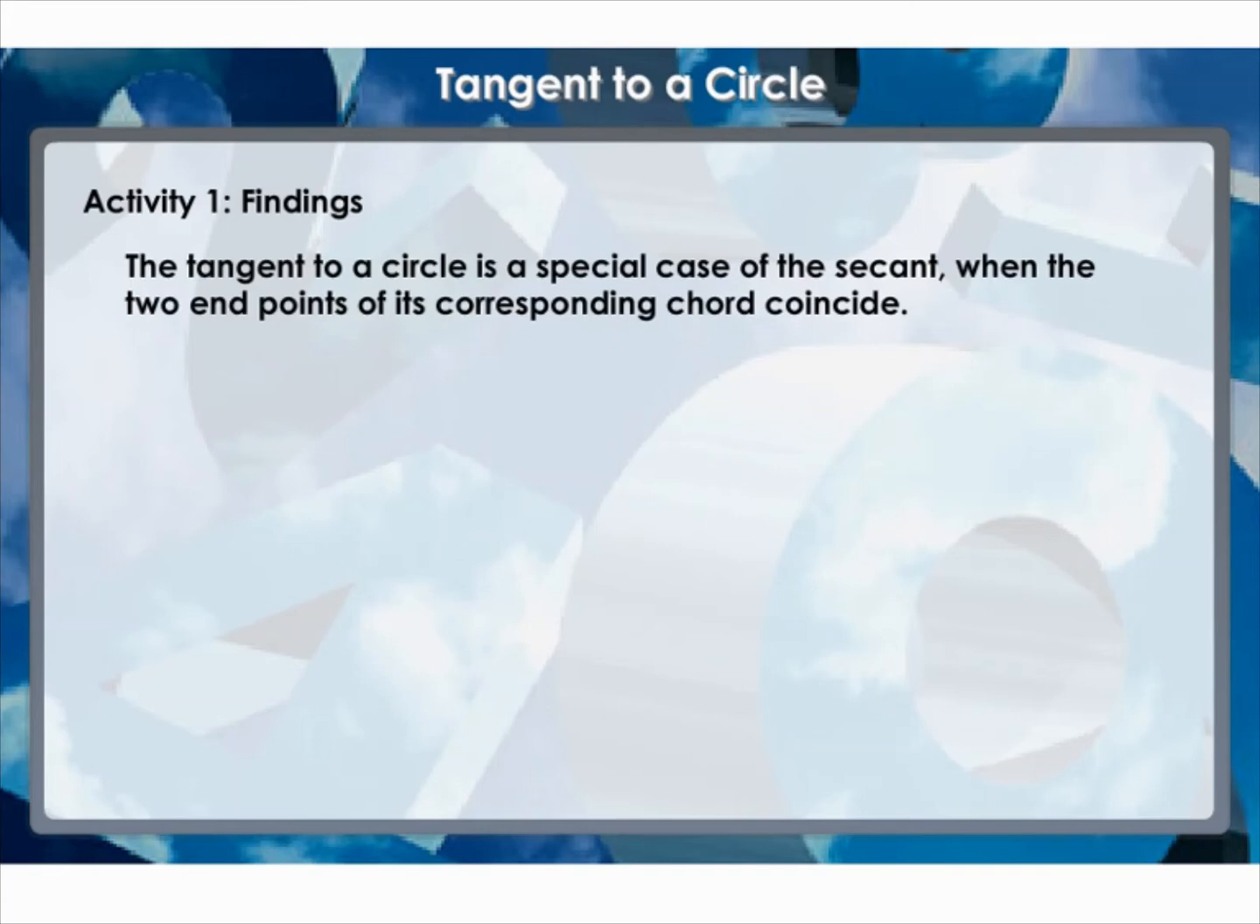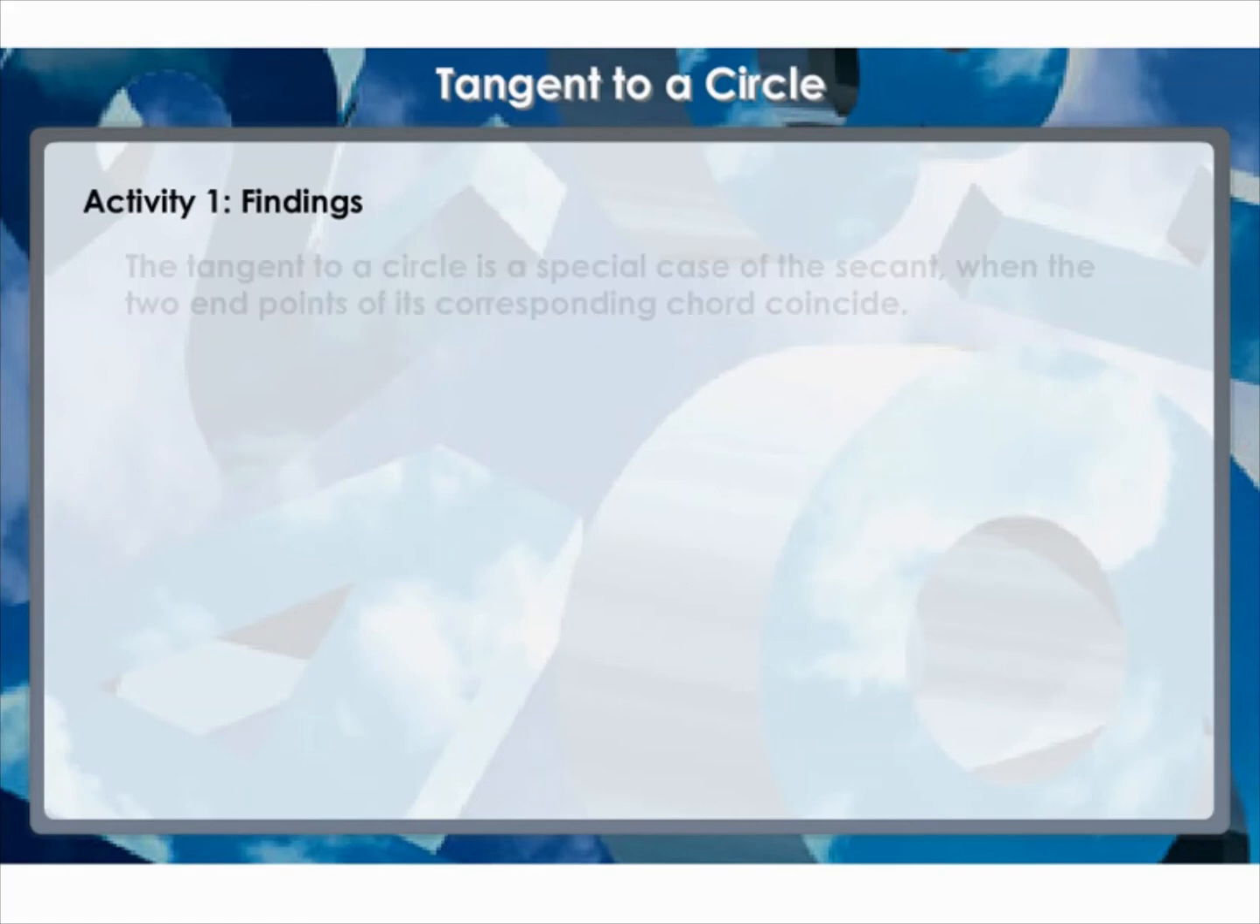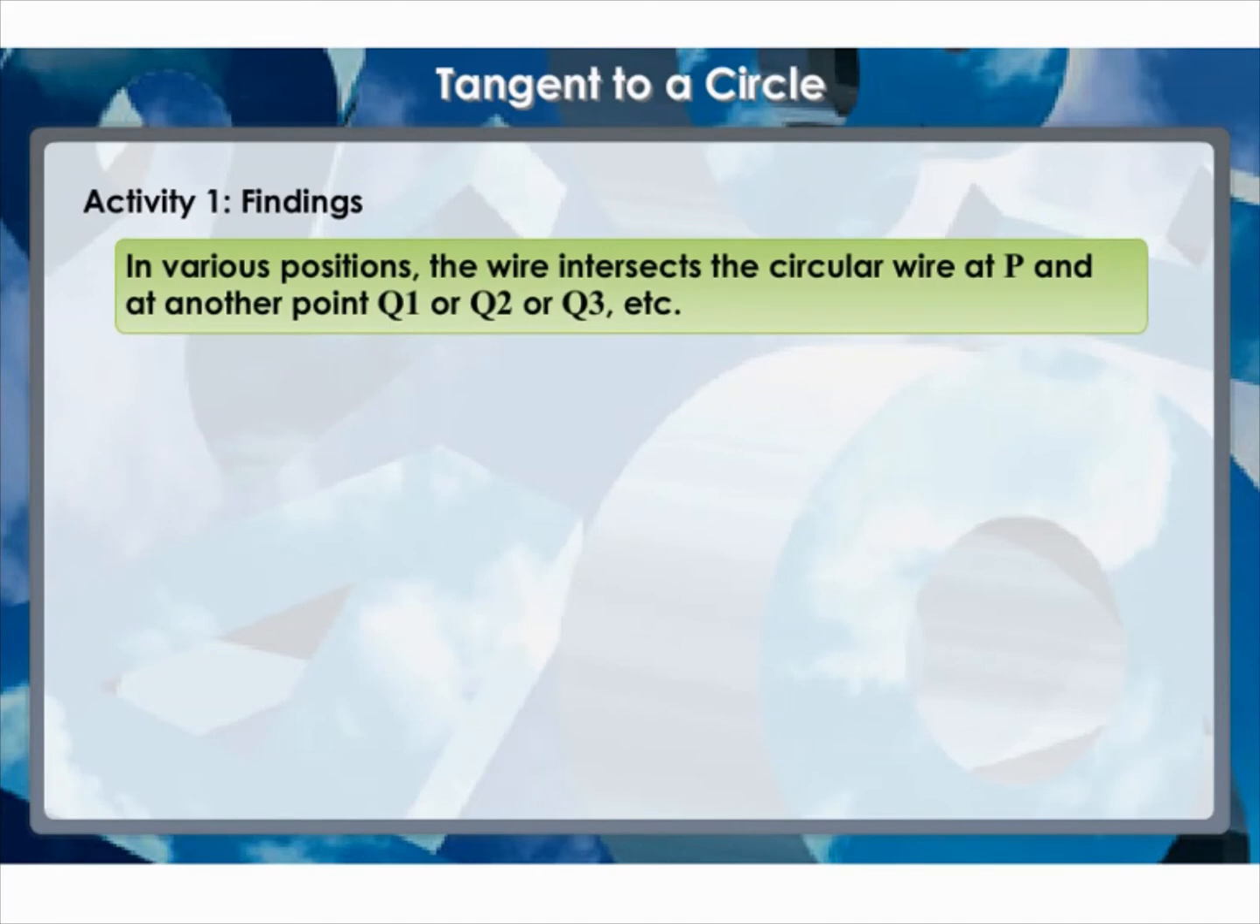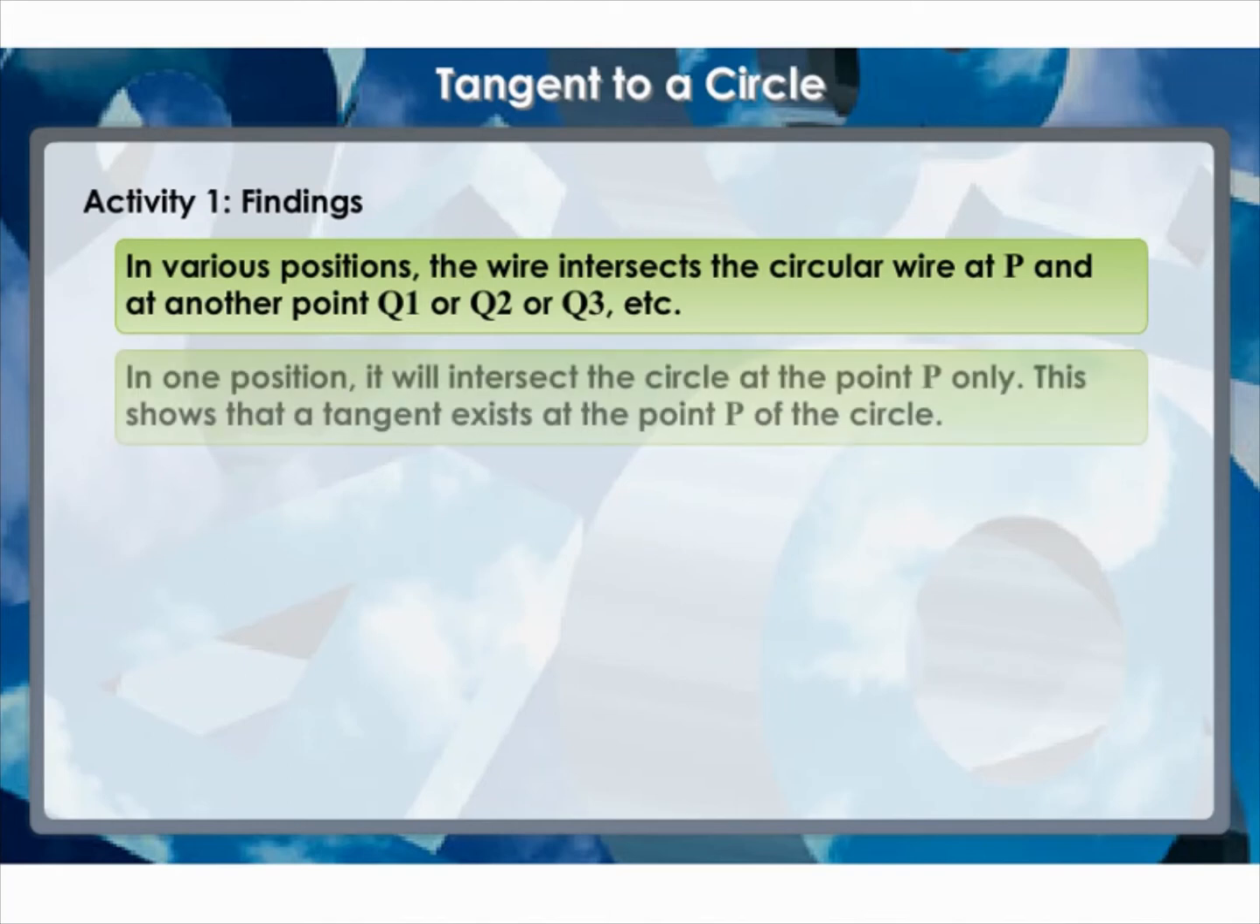The tangent to a circle is a special case of the secant when the two endpoints of its corresponding chord coincide. In various positions, the wire intersects the circular wire at P and at another point Q1 or Q2 or Q3, etc. In one position, it will intersect the circle at the point P only. This shows that a tangent exists at the point P of the circle.